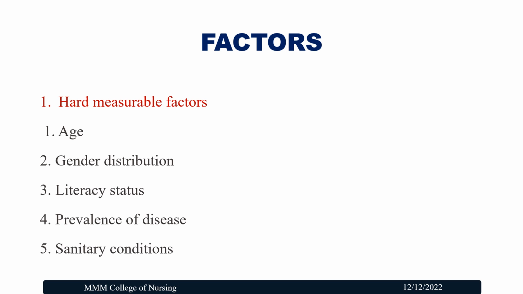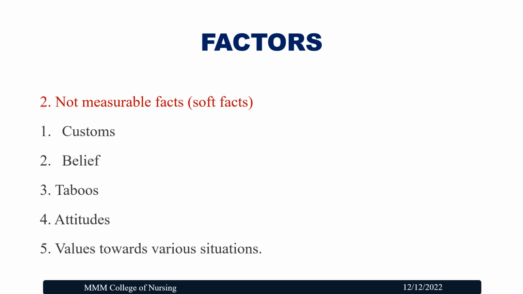There are some factors influencing this community diagnosis. They may be classified into two: hard measurable factors and soft factors. The hard measurable factors are age, gender distribution, literacy status, prevalence of disease, and sanitary conditions, that is environmental conditions. The not measurable factors, or the soft factors, are customs, beliefs, taboos, attitudes, and values towards various situations.